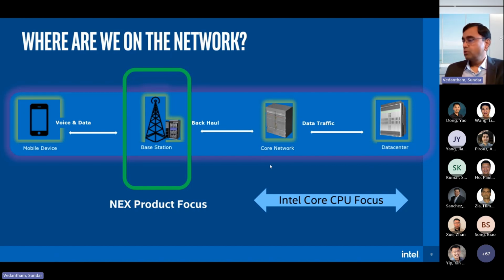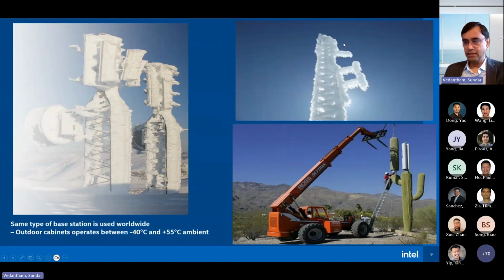Okay. So we do sell a lot of devices here as well. So the Intel Core CPU focus on the Xeon side is all here. The NEX focus is on the base station and up to the edge devices. I kind of left out mobile devices because even though we may have some presence there, the actual mobile devices like a cell phone, etc., are mostly handled by our competitors or our customers on the other end, right? So we are talking about this range of products that Intel sells.